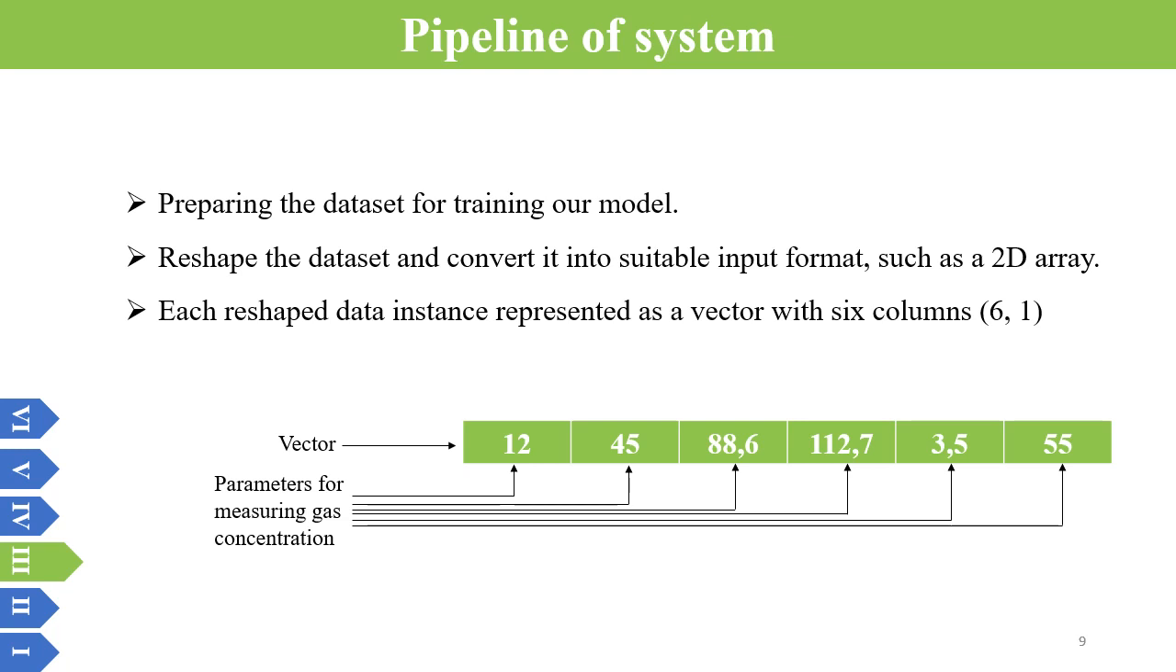First, preparing the dataset for training of our model. We reshape the dataset and convert it into a suitable input format such as a 2-dimensional array. Each reshaped data instance is represented as a vector with 6 values; the shape will be 6,1 to be adapted for our model for the training. The vector is illustrated here, and these values are the measurement parameters of the gas sensors.